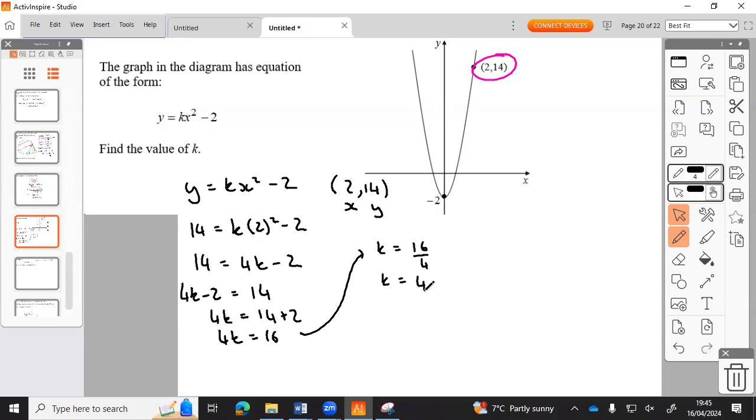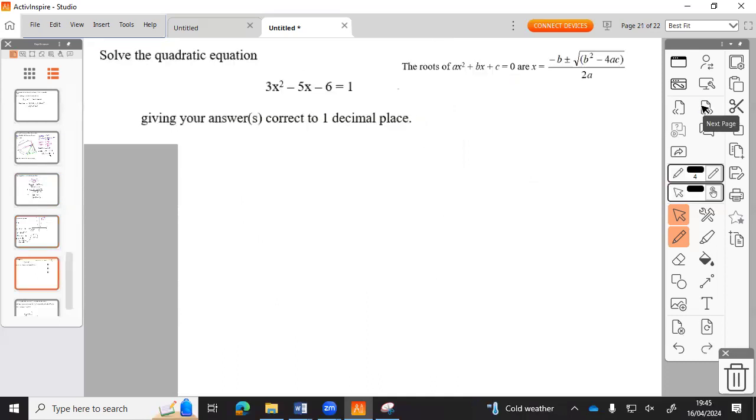It's only 2 marks, and it's really just being able to read stuff off that. So that's what I'm aiming for. I think that's what it's aiming for. So, quadratic equation, to one decimal place.